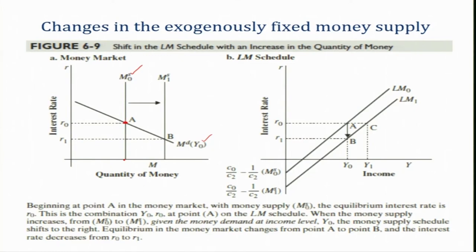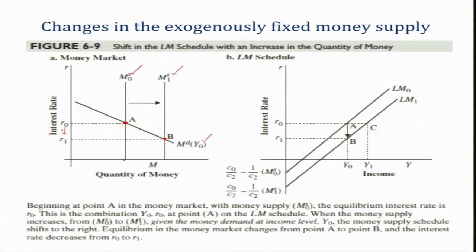So what is going to happen when the money supply increases? When the money supply increases, you can see that the money supply curve shifts to the right, that is MS1, the new money supply curve. Other things remaining constant, we assume here that the level of income remains the same, that is Y0. So at this position, when money supply increases, the rate of interest decreases. The rate of interest falls to R1 from R0.